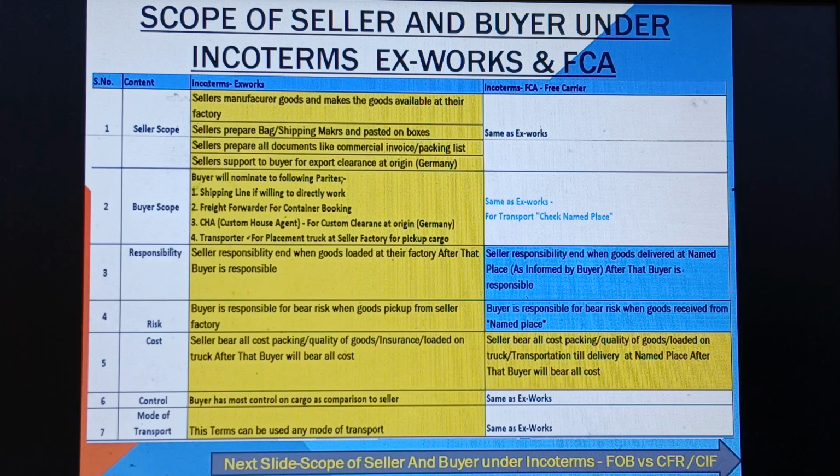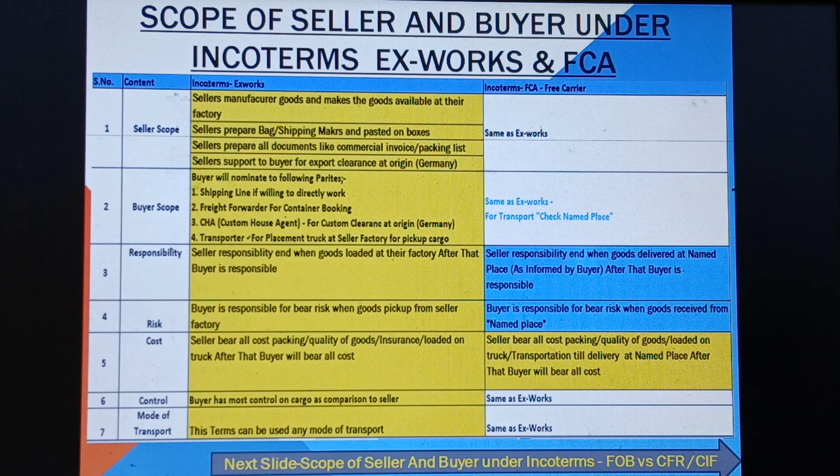Let us move to the same seller scope once we contract on FCA, free carrier. All the terms as seller scope, the four points I mentioned, are the same as per Exworks. So these are common things you need to understand. That is why I mentioned them at a very practical level. So please understand these things.